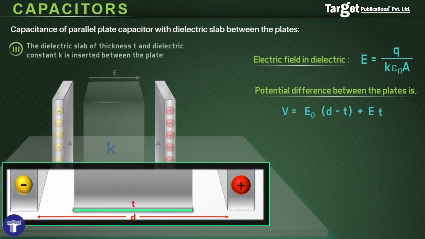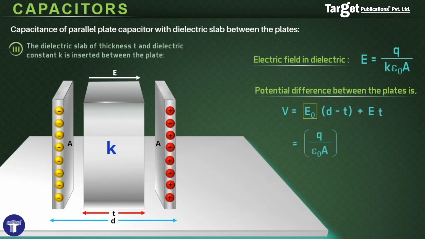And therefore, now I will substitute E in this equation from the above equation, that is E is equal to Q upon K epsilon naught A. E naught we know is the electric field when no dielectric is present, and this will be nothing but Q upon epsilon naught A multiplied by D minus T, plus instead of E I will write Q by K epsilon naught A and multiply this by T, and this will give me the potential difference between the plates.